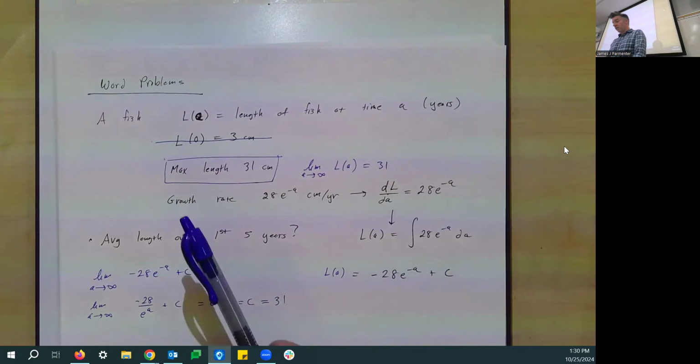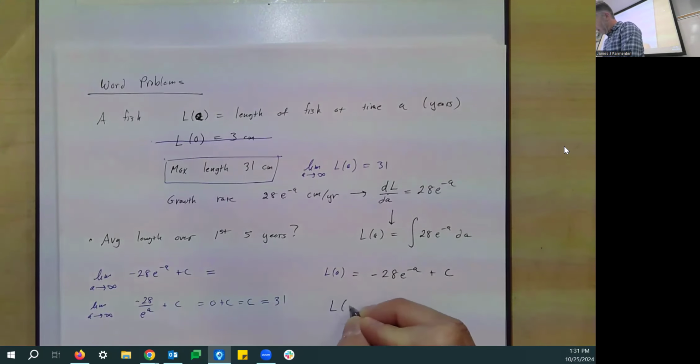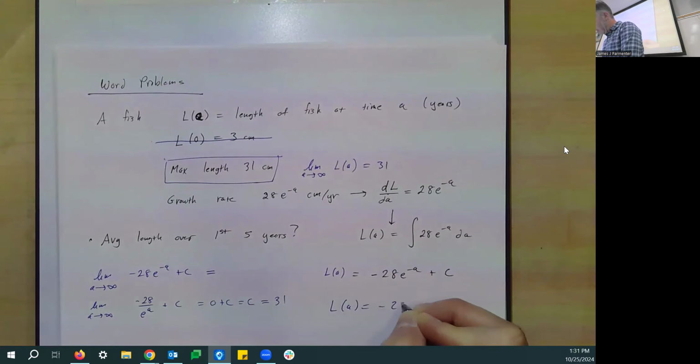Or we could have used the fact that L of 0 was 3, plugged in 0 for a, got negative 28 plus c equal to 3, and then c would have been 28 plus 3, which is 31. Same number. Great. That's only half the battle, though. So now we found the function. L of a is negative 28 e to the negative a plus 31. Now we have to find the average value.